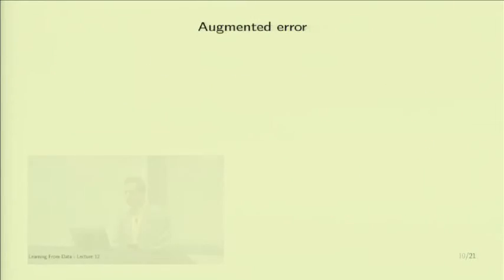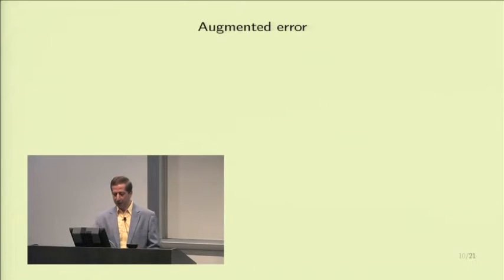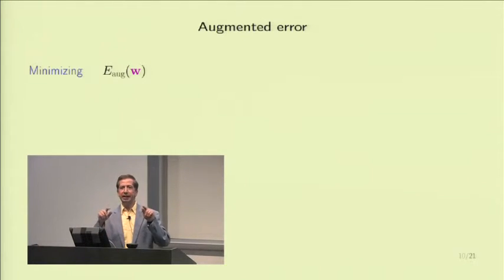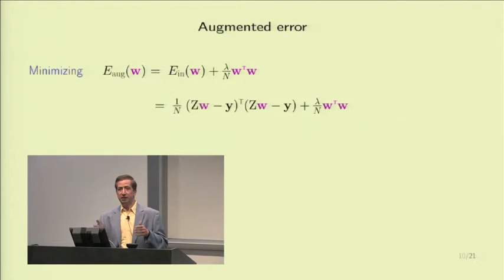Okay. Now let's look at augmented error, which is an interesting notion. If you are minimizing E augmented, what is E augmented? We used to minimize E in. Now we augmented it with another term, which is a regularization term. So we write it down this way. And this simply can be written for this particular case, because E in is no mystery. We have a formula for it.